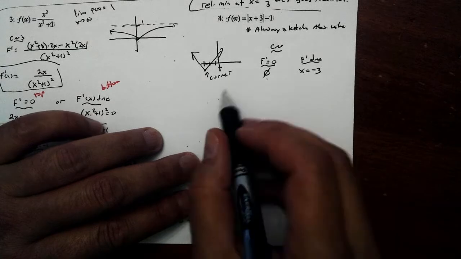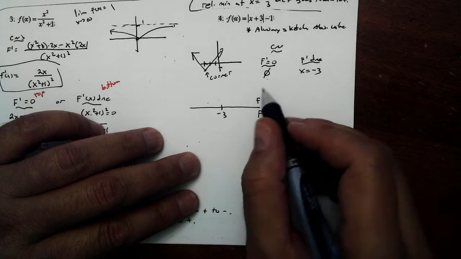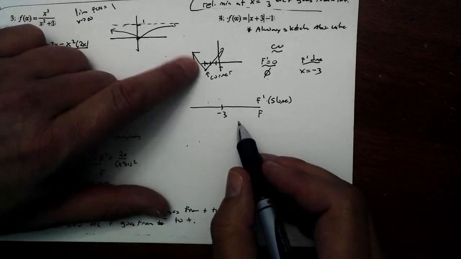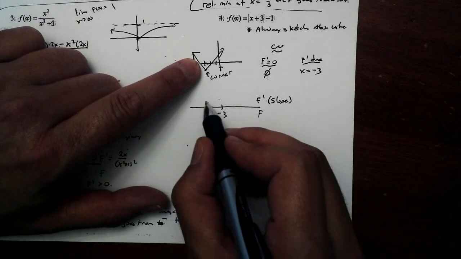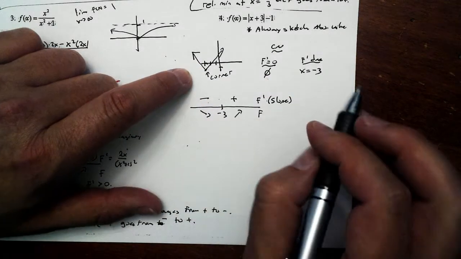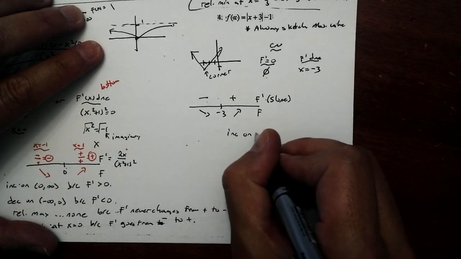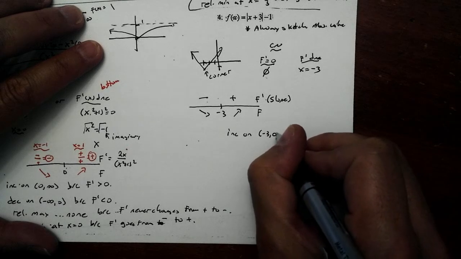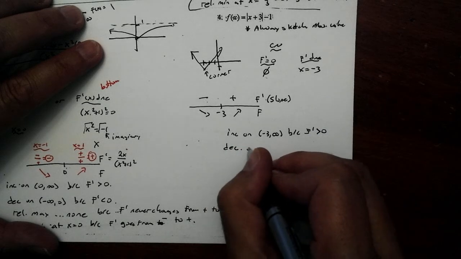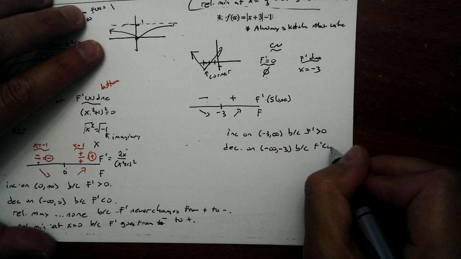So when I do my sign chart, I'm going to do the same thing. I just do F prime and F. F prime, remember, is dealing with the slope of the graph. And before -3, what can you tell me about the slope? Of course, it's going down. It's negative. And after -3, it's a positive slope, so it's going up like a disco duck. I'm going to answer the questions just like I would normally. This is increasing on the domain -3 to infinity, and that is because the derivative is greater than 0. This is decreasing on the domain -infinity to -3, and that's because the derivative is less than 0.